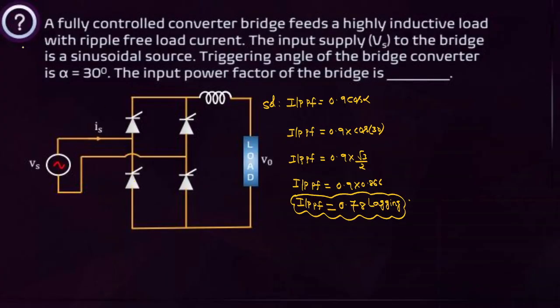One simple model of question repeated in GATE exam: by giving the firing angle, they ask what is the input power factor. Input power factor equals 0.9 cos alpha. With alpha 30 degrees, cos 30 is root 3 by 2, so that is 0.78. Sometimes they will ask what is the displacement factor. Displacement factor is cos alpha. Power factor is 0.9 cos alpha.